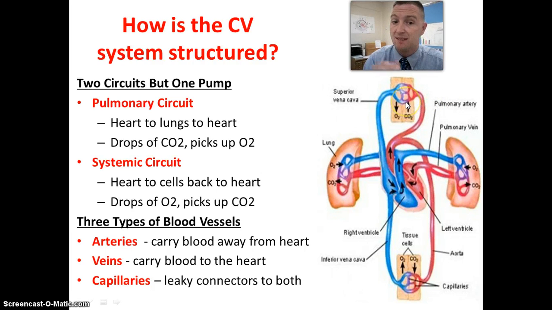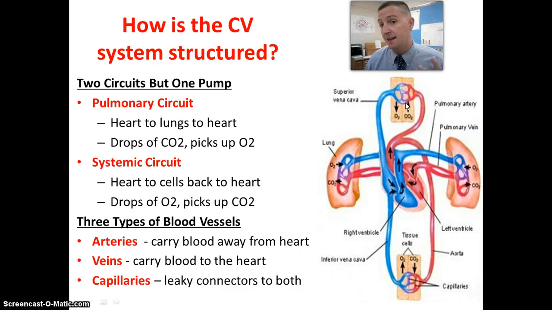So in my systemic circuit, I go from the heart to all the rest of the cells in my body and back to my heart again. Now, when it goes out, it's going to break up. Half of it's going to go to the head, half of it's going to go to the rest of your body, your lower extremities. All right? But in both places, at my capillaries, I'm exchanging oxygen for carbon dioxide.